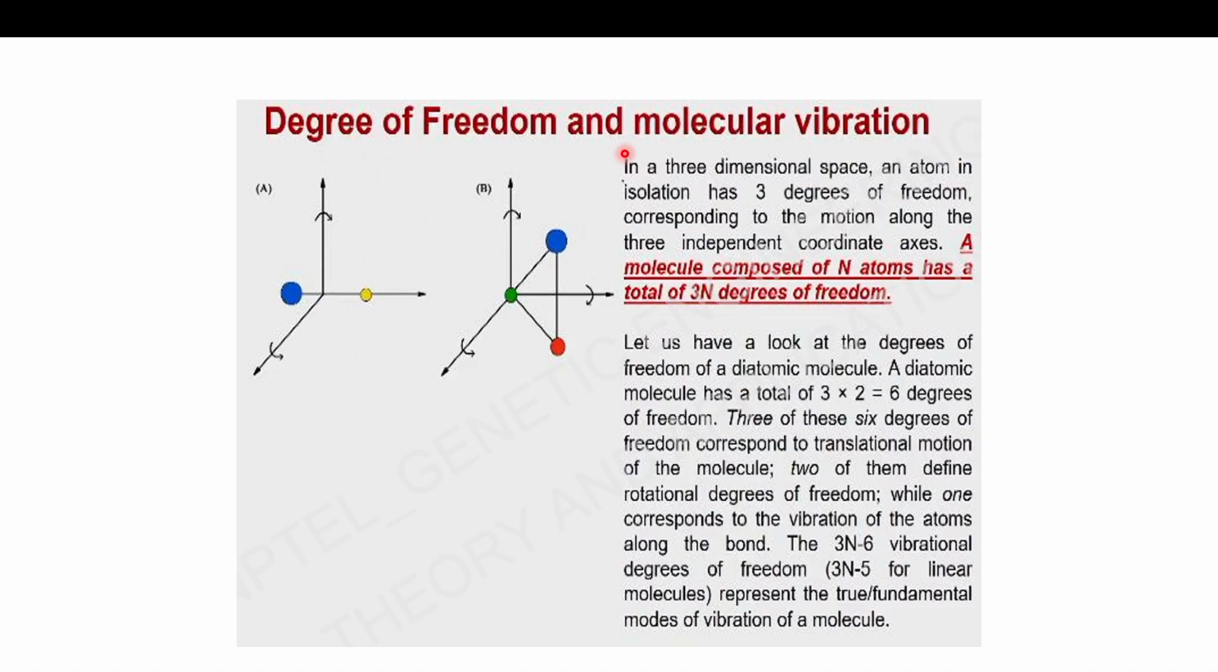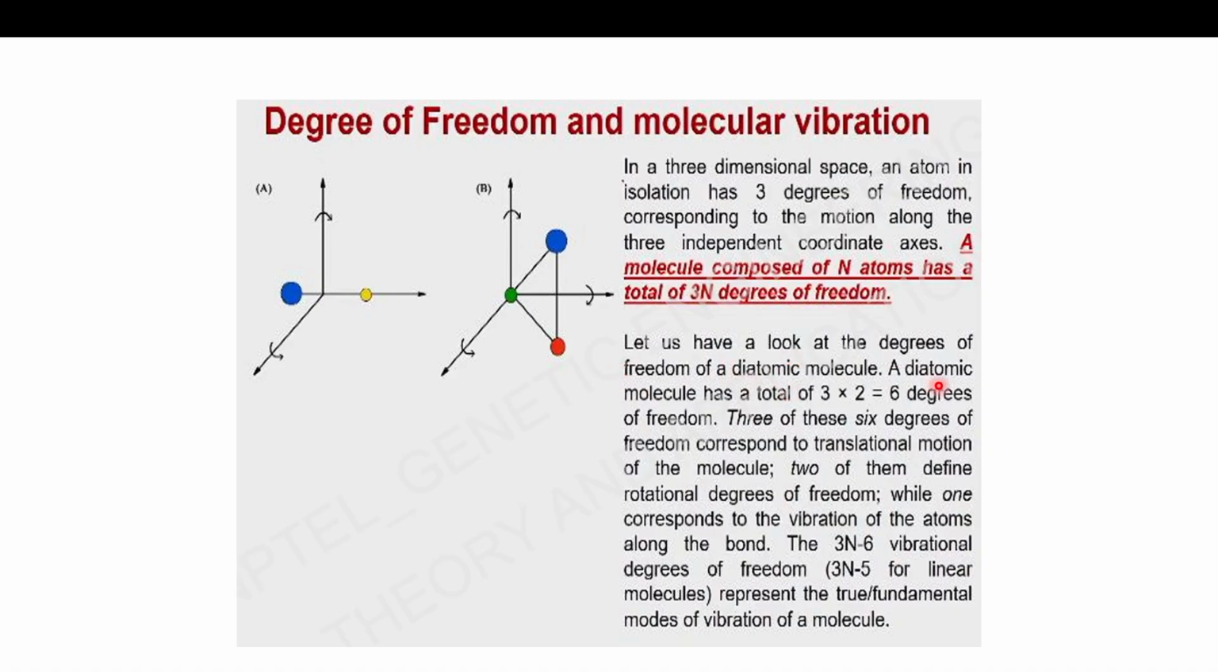When we talk about degrees of freedom and molecular vibration, this is just an overview, no need to go really deep, just for a basic concept. In 3D space, an atom in isolation has 3 degrees of freedom corresponding to motion along the three independent coordinate axes x, y, z. So a molecule composed of n atoms has a total of 3n degrees of freedom.